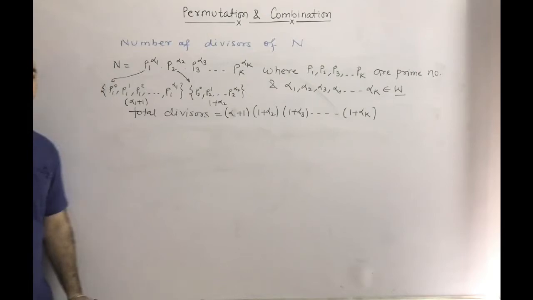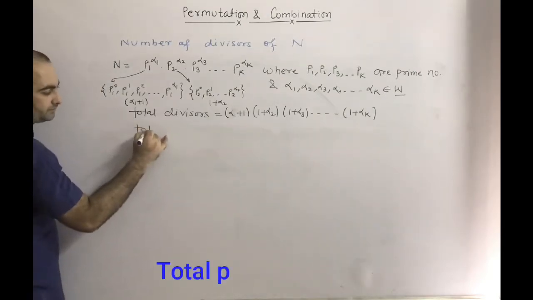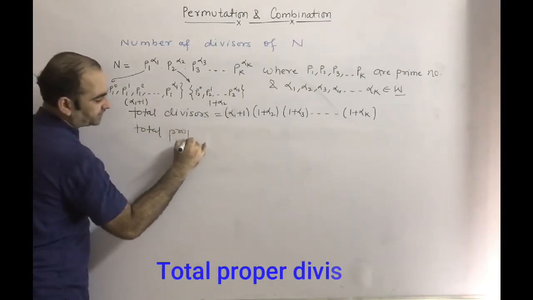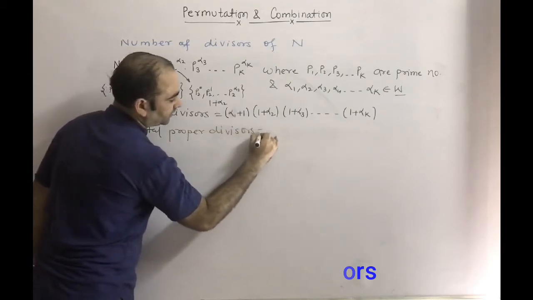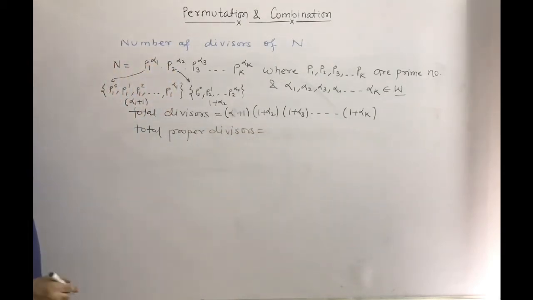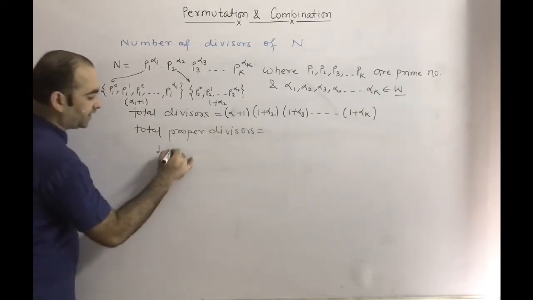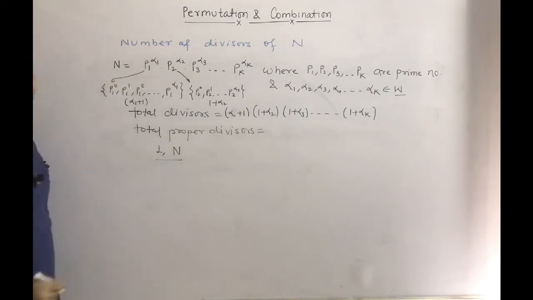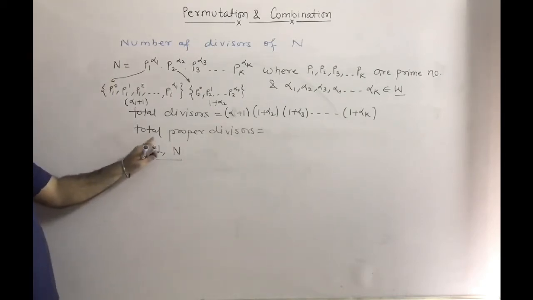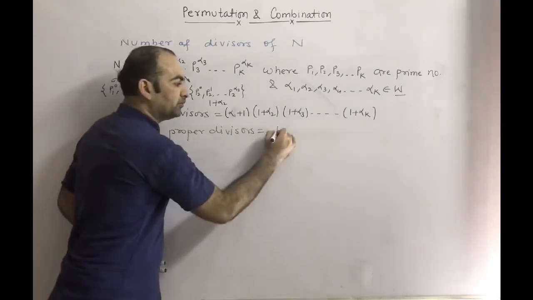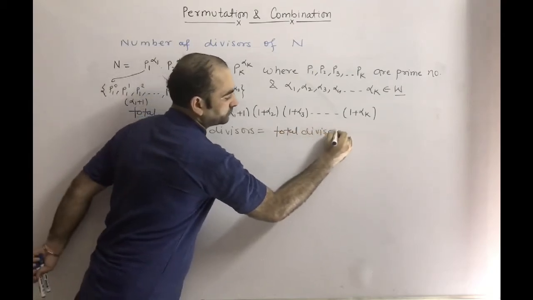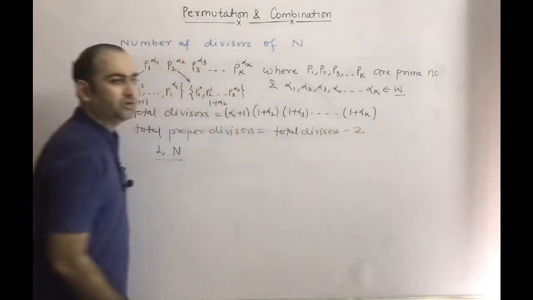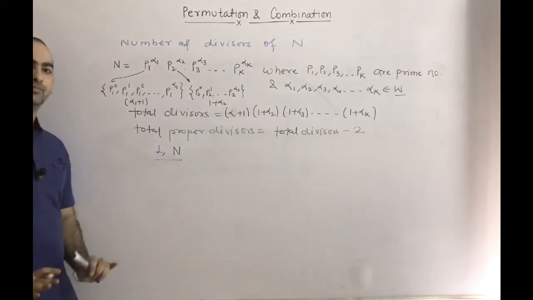Now here if you want to find total proper divisors, what will you do? We know that except 1 and the number itself, the number is n. Except 1 and n, the other divisors are called proper divisors. So for finding total proper divisors, from the total divisors we have to subtract 2, because 1 and n are not proper divisors.